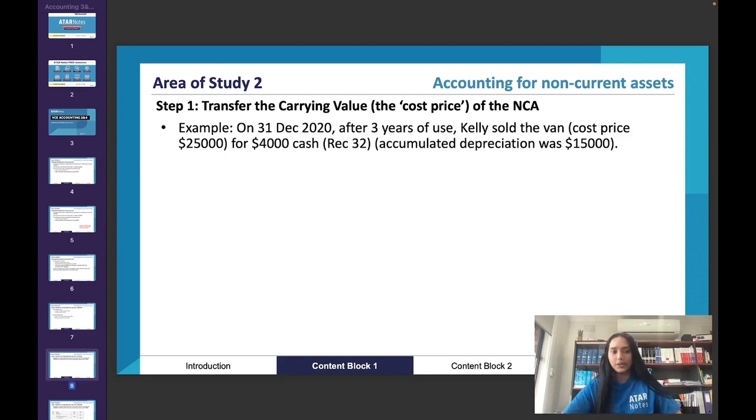So here's an example. On the 31st of December, after 3 years of use, the business sells a van which had a cost price of $25,000, and on that sale they earn $4,000 worth of cash, and the accumulated depreciation of that van was $15,000.